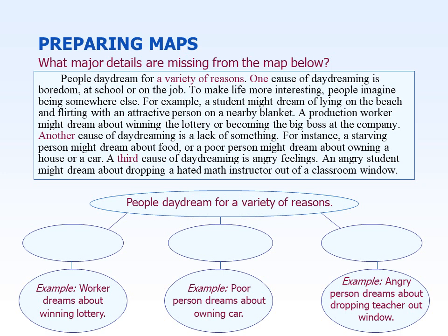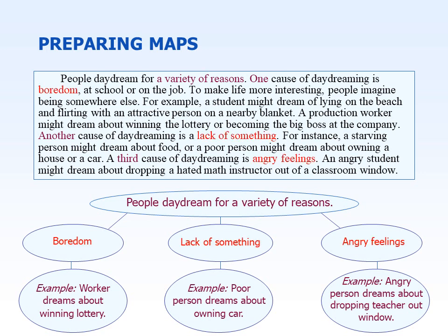Now, if we're going to look at mapping this out, we've got the main idea at the top, and the blanks are where we would put the three major details. So if we take it down and pop it in there, we've got the first major detail, boredom, with the minor detail being worker dreams about winning the lottery. The second one is lack of something, and then poor students dream about owning a car. That's a minor detail. And then the third major detail is angry feelings, and the minor detail is an angry person dreams about dropping a teacher out a window.